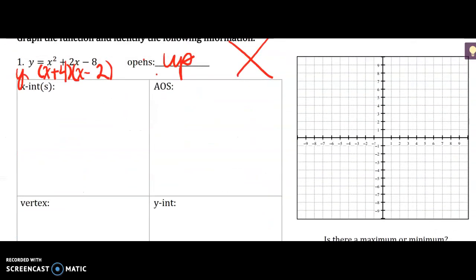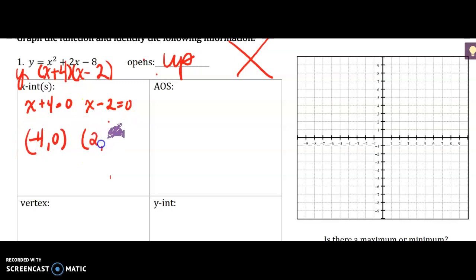So remember, the first thing we're going to do is set each of those factors equal to 0 and solve. So when x plus 4 equals 0 and x minus 2 equals 0, my two x-intercepts here: x equals negative 4, so my first x-intercept is at negative 4, 0. Here x equals positive 2.